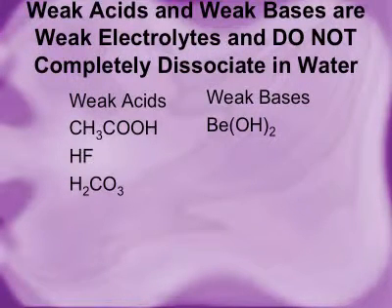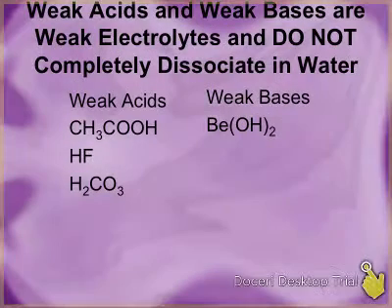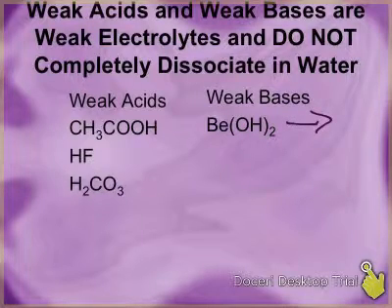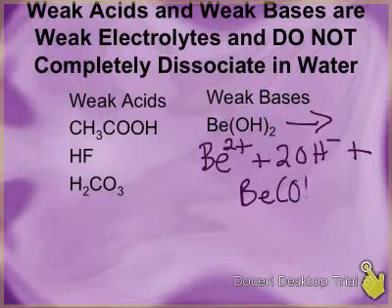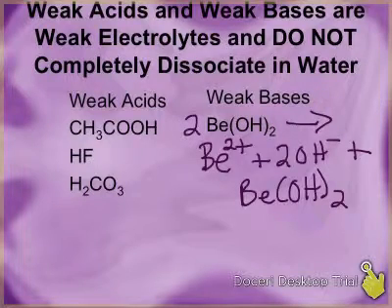Okay, so let's see what weak bases do. Weak bases, same basic concept. They're going to ionize, but not completely. So what do you guys think is going to happen with beryllium hydroxide? What are our products going to be? Beryllium 2 plus, hydroxide minus, plus beryllium hydroxide 2. Correct? Yes, some of it's going to break apart, but not all of it. You guys see how I'm balancing it as I go?